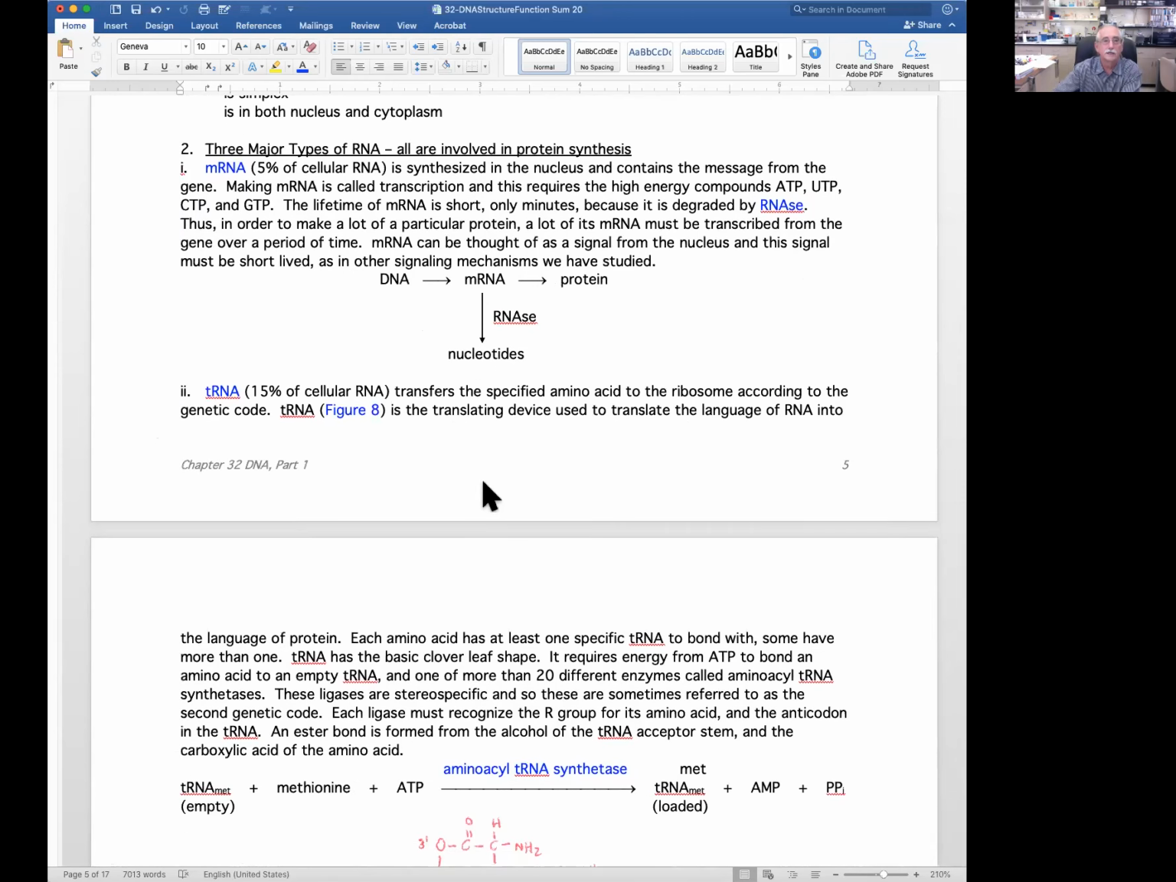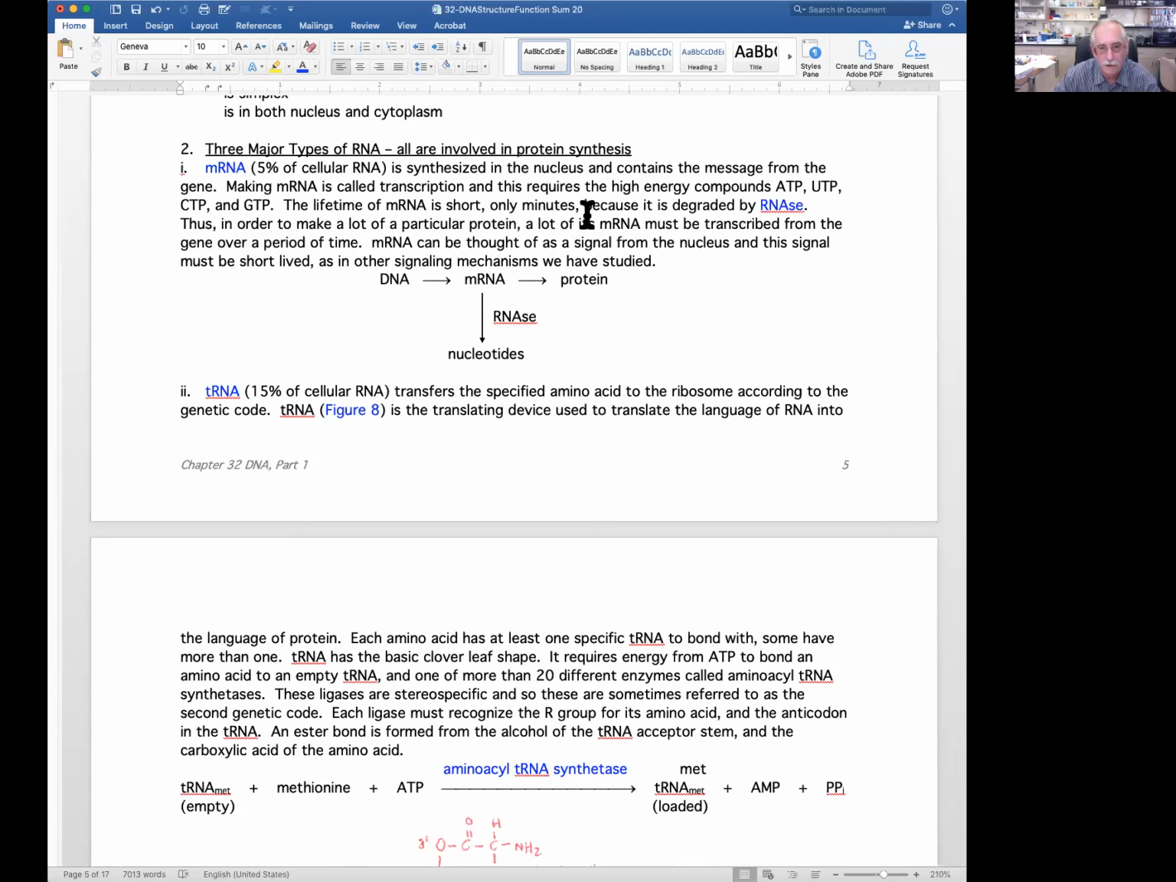Then we have three major types of RNA, all involved in protein synthesis. The first one I'm going to look at is messenger RNA. Messenger RNA represents only 5% of cellular RNA at a given time. And the lifetime of messenger RNA is short because it's degraded by an enzyme called RNase.